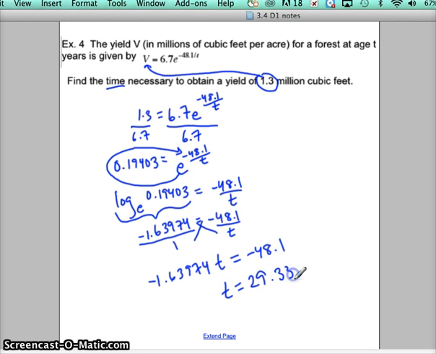And we will end up with t equaling 29.3339. And that would be years, because I believe it says years right here, age t years.